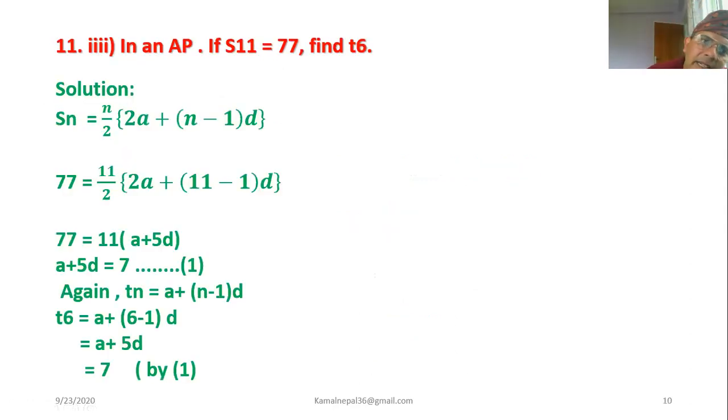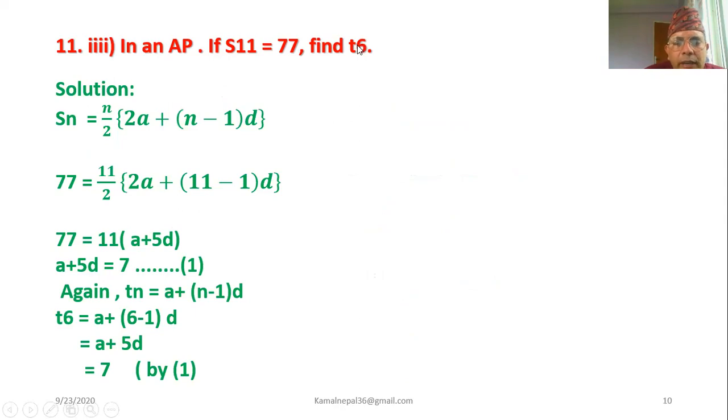Similarly, the third one is also exactly the same. Sum is given there. So use the formula Sn is equal to n by 2, 2a plus n minus 1 d. And it is 77 is equal to 11 by 2, 2a plus 10d. Take 2 common, it is a plus 5d is equal to 7. You got equation number 1.